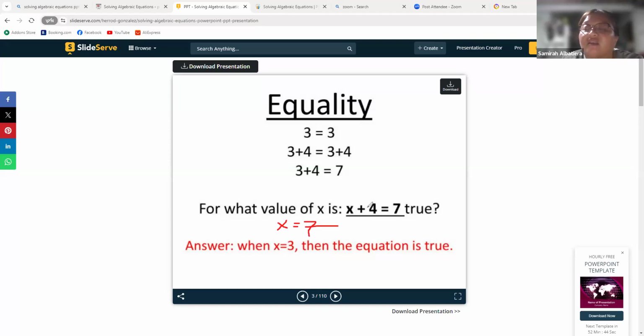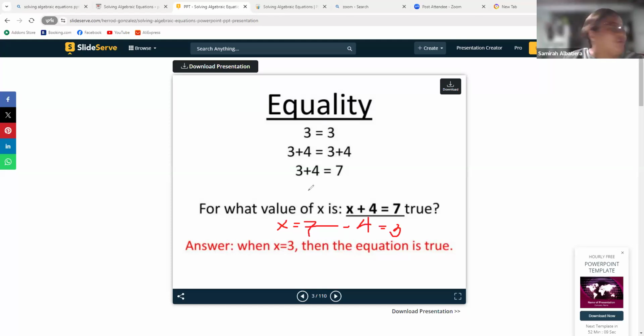The 4 here is actually being added to the left side. But if we are going to transpose the 4 to the right side, instead of adding it, we are going to subtract it. So x is equal to 7 minus 4, and 7 minus 4 is equal to 3. And that would make the equation true.